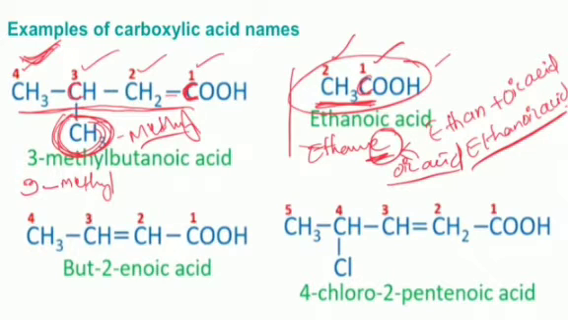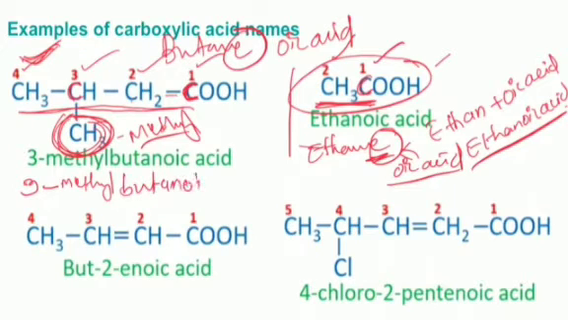Then you have to write the alkane. It is a 4 carbon alkane, 1, 2, 3, 4, so it is butane. In the place of the e, you write oic acid. So the name is 3-methylbutanoic acid.